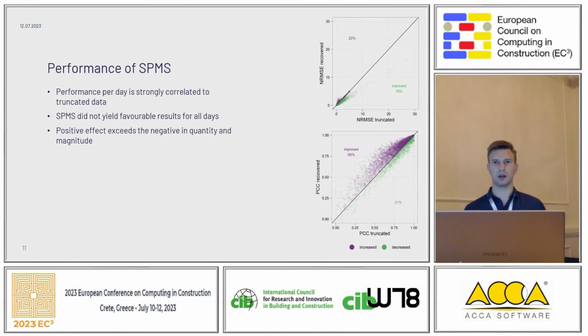This means that, and this is to be expected, if you have a large loss of information, if the truncated data has very little to do with the actual energy use, we cannot magically make this information reappear, but we can improve it overall. However, we can also see that it's not true for all days, right? We have some days where we actually make it slightly worse for both the normalized root mean square error as well as the Pearson correlation coefficient. I guess that's a thing we need to live with. But overall the positive effect exceeds the negative one in quantity and magnitude.